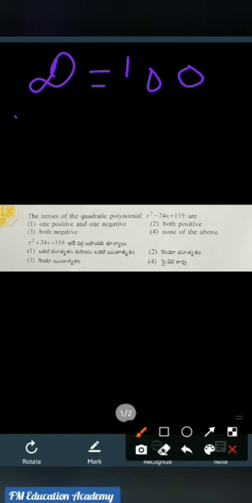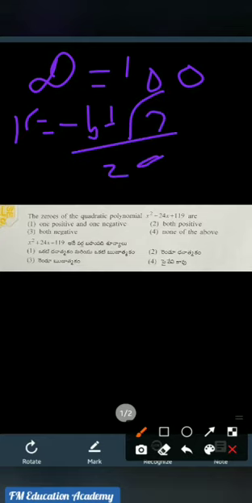So find out the roots. What is the formula to find out roots? Minus b plus root D by 2a and minus b minus root D by 2a.